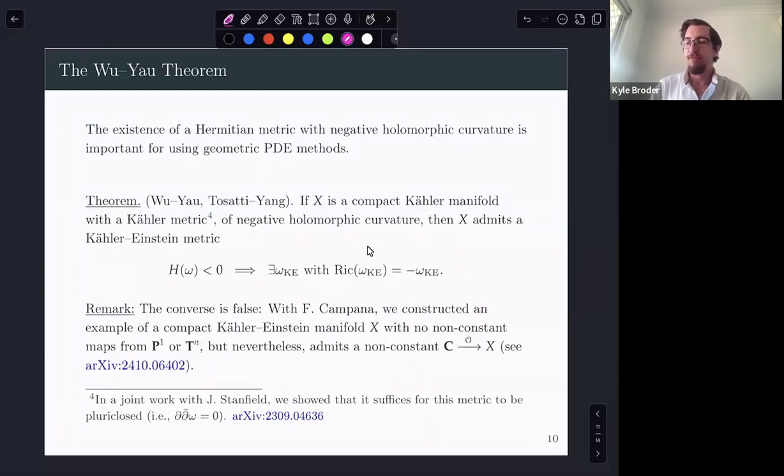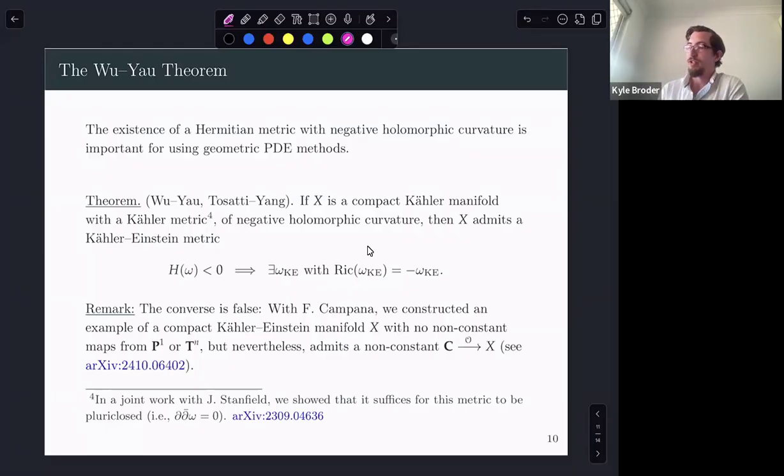So the existence of a Hermitian metric with negative holomorphic curvature is extremely important, one reason being that you can produce Einstein metrics on such manifolds. There's a theorem due to Wu-Yau and Tosatti-Yang, which says that if you have a compact Kähler manifold with a Kähler metric of negative holomorphic curvature, then you actually have a Kähler-Einstein metric. It's not the same metric, and in fact, it's a big open question to classify when they are the same. But it's not known how to do this for an arbitrary hyperbolic manifold at the time.